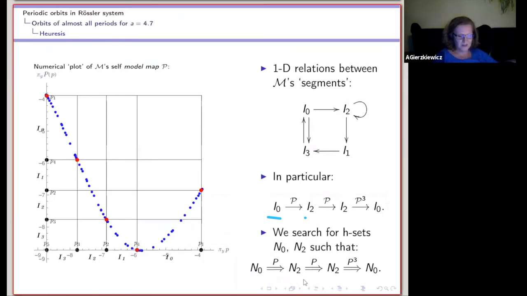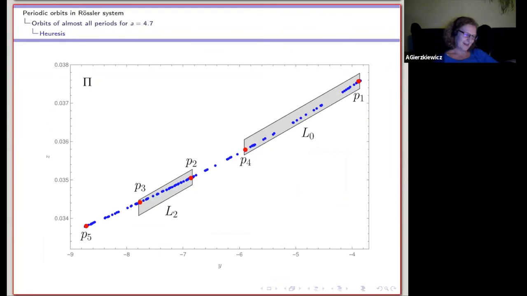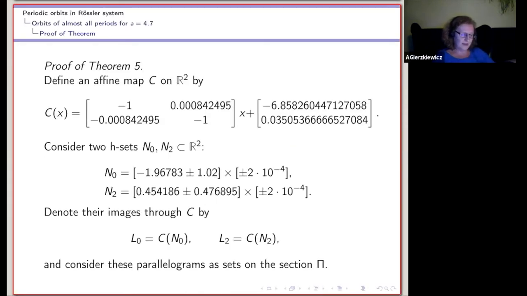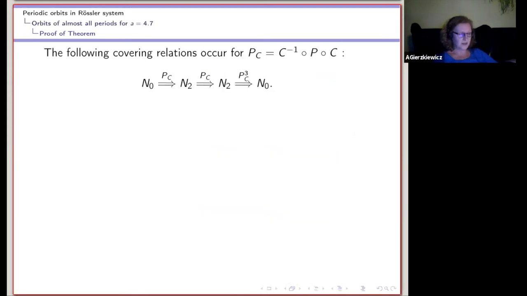I will call them, of course, N0 and N2, which have a similar chain of covering relations, but two-dimensional. And of course, it could be done. It was a bit like a hide and seek game, but we did it, okay? They look like that. As you can see, they are slightly longer than I0 and I2, but they lie nearby. And of course, we also set them in some affine coordinate system. These are their parameters. And we can check numerically that indeed the expected covering relations occur. And of course, we check that rigorously by computer assistance of CAPD.